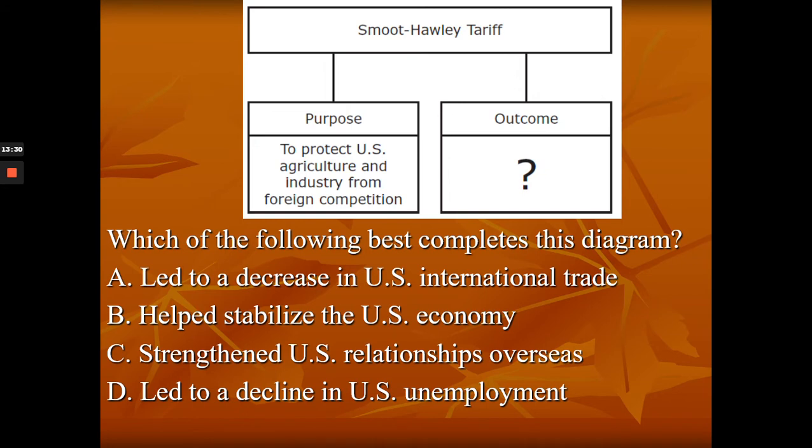All right, so look at this old EOC question, okay? You got the Smoot-Hawley tariff, the purpose to protect U.S. agriculture and U.S. industry from foreign competition. What is the outcome? Hit pause, answer it. But the answer is decrease in U.S. international trade.